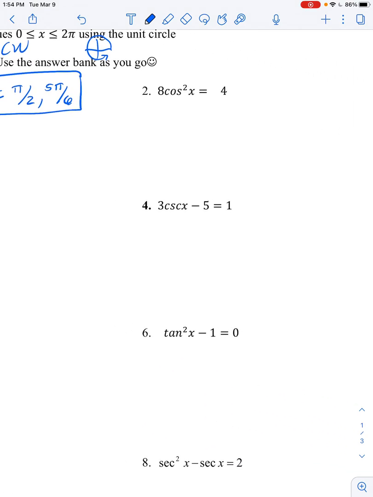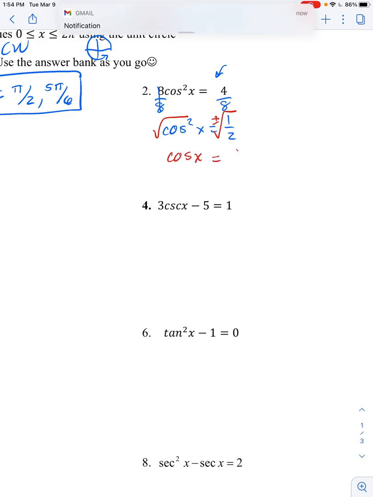Number 2 had the typo, so this should be positive. This number 4 should not have a negative. I'm going to do the same thing. I'm trying to get cosine alone in this case. So now I have cosine squared x equals, I'm reducing that to 1/2. But this one is squared, so I need to come in here with a square root, plus or minus. That will turn this into plain cosine. The square root of 1 is 1, but the square root of 2 is root 2.